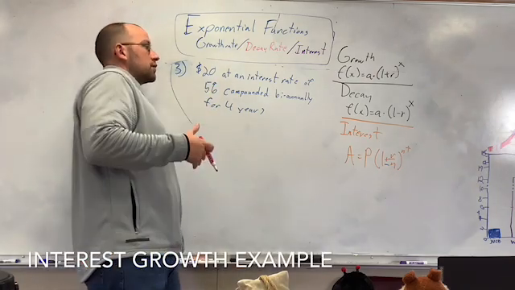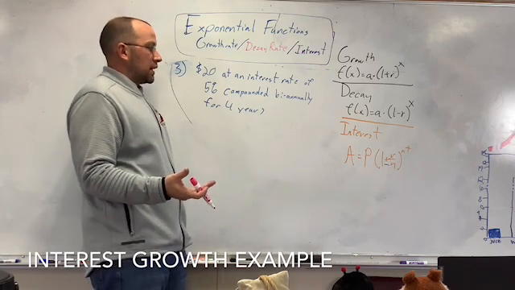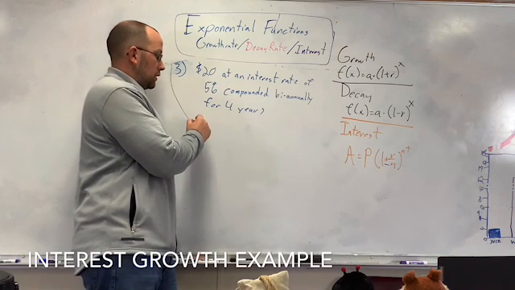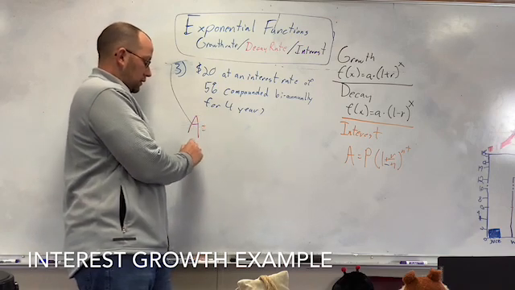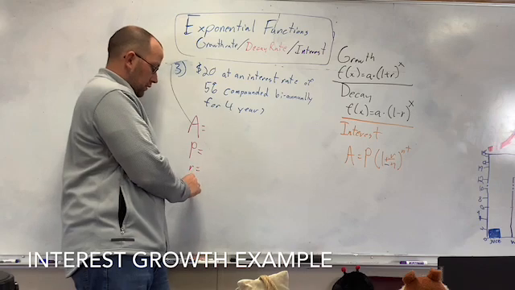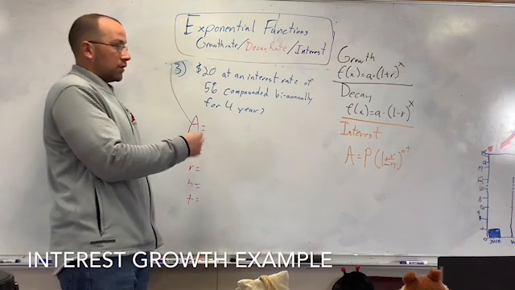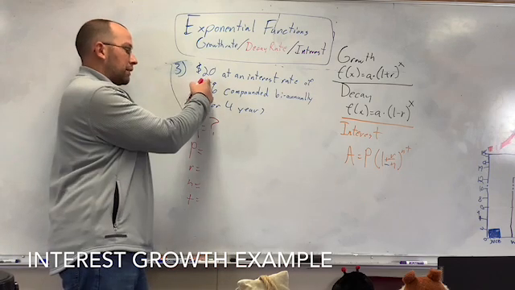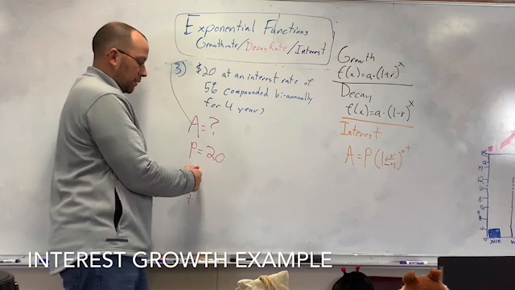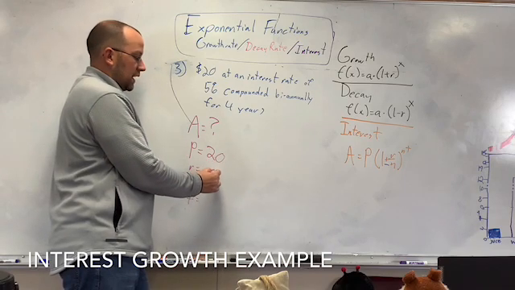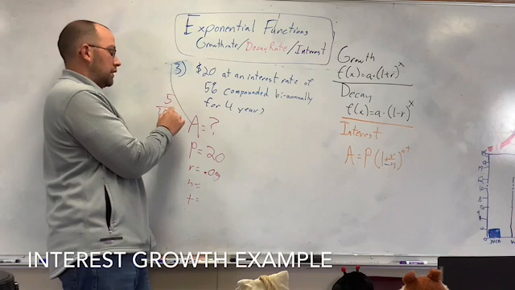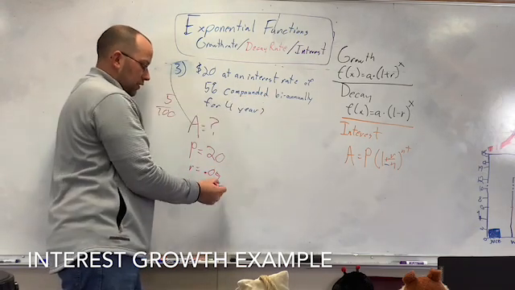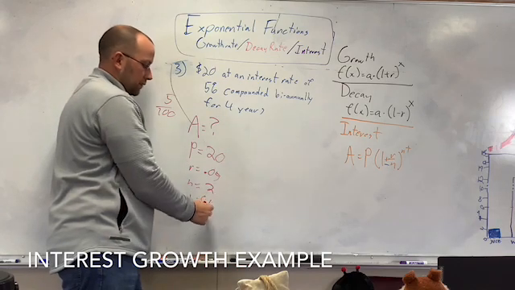So I have $20 that I put in the bank at an interest rate of 5%. It's compounded biannually for 4 years. This is how I like to do these, because there's a lot more into it. I'm looking for this because it doesn't give me my final amount. It gives me my original amount, which is the principal. Gives you the rate, which again, you take 5 and divide it by 100 to get 0.05. How many times per year? It says biannually, so 2, and it gives me 4 years.